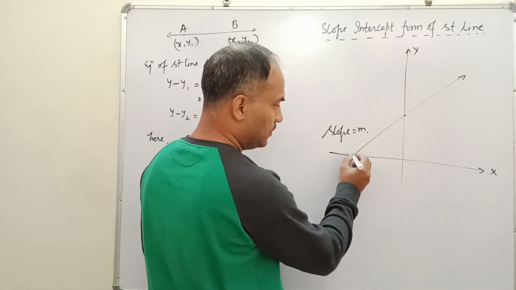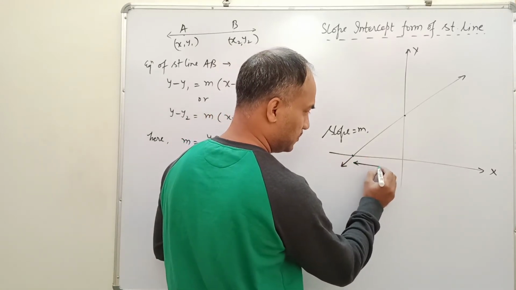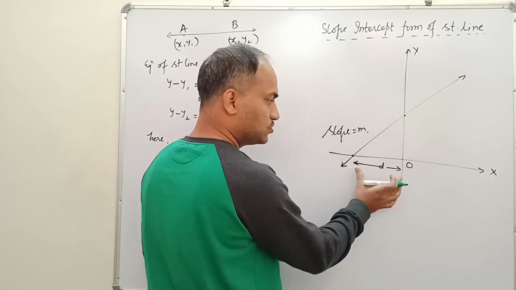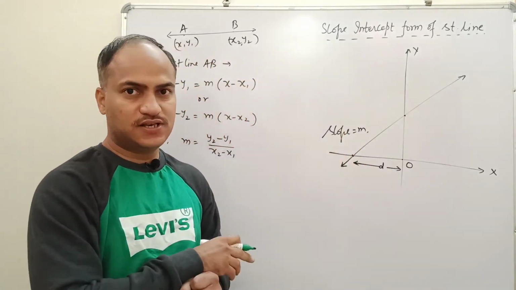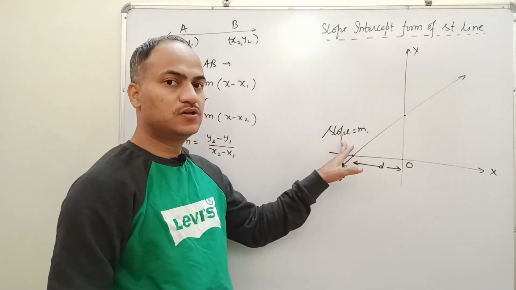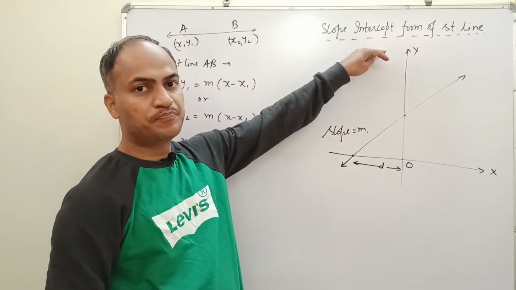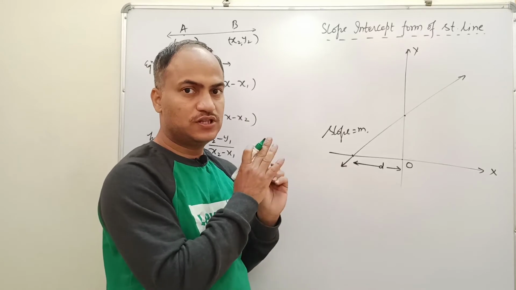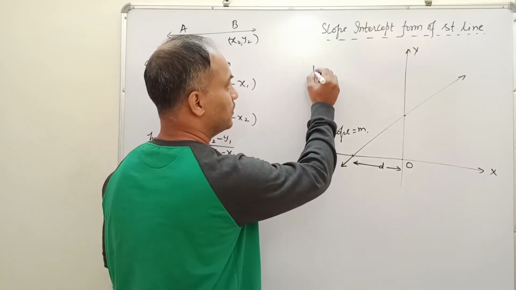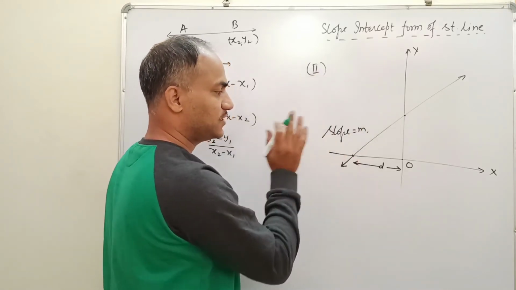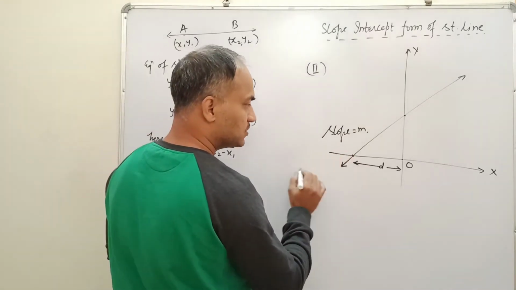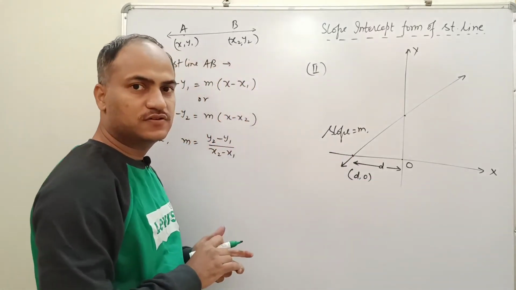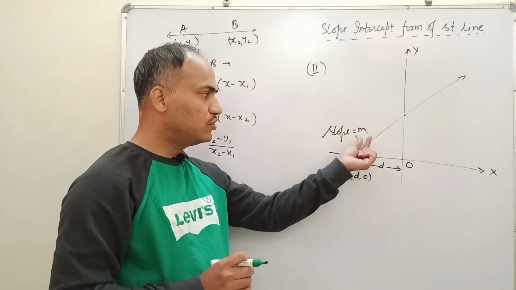Suppose we are given this intercept. Suppose it has value d, and this is the origin. So the intercept on the x-axis is given and the slope is given. So according to the form, the intercept can be on the y-axis or the x-axis. We are discussing the second type, when the intercept is given on the x-axis. So we can see this coordinate is (d, 0).